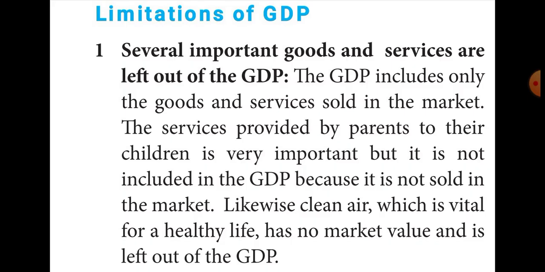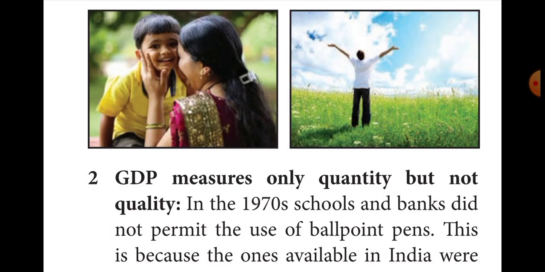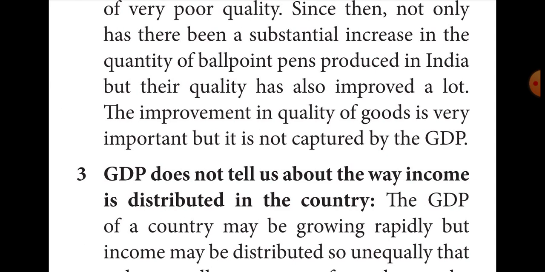So that particular services are not included in the GDP. Secondly, GDP measures only quantity but not quality. That means, for example, I told about the ballpoint pen. Likewise, the poor quality is also not added in the measure of GDP. Only the quantity is measured in the GDP.